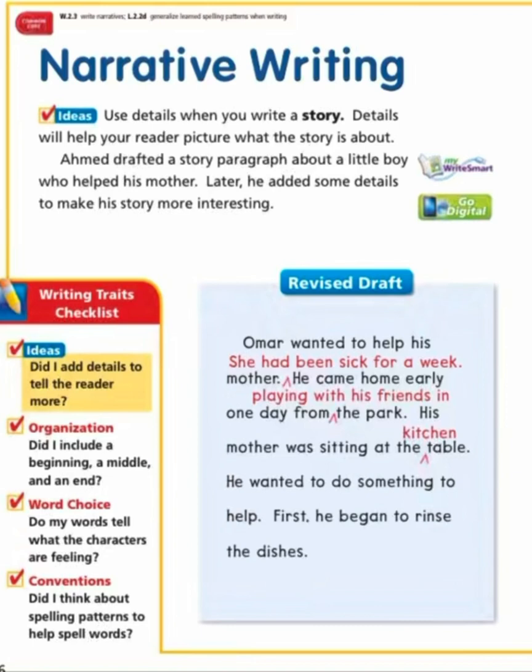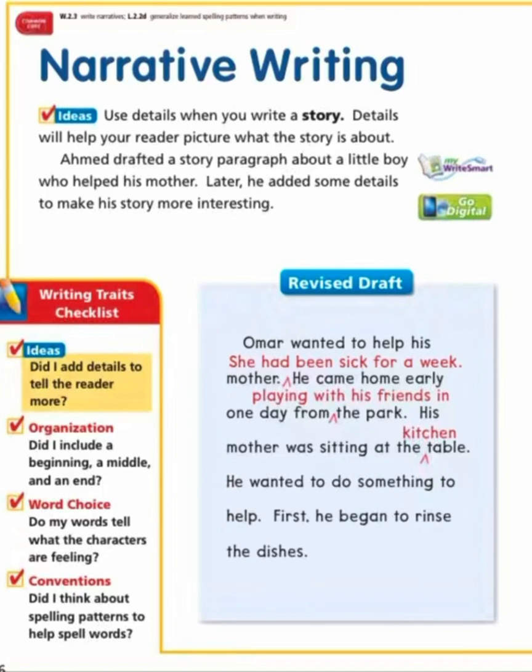Narrative writing. Use details when you write a story. Details will help your reader picture what the story is about. Ahmed drafted a story paragraph about a little boy who helped his mother. Later he added some details to make his story more interesting.